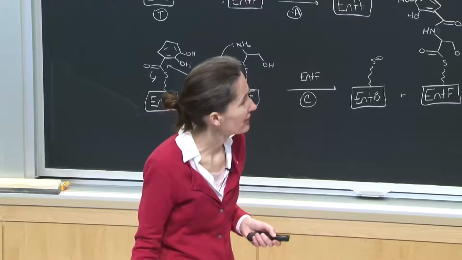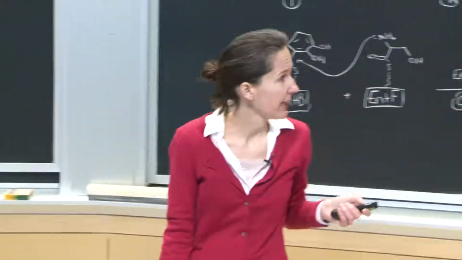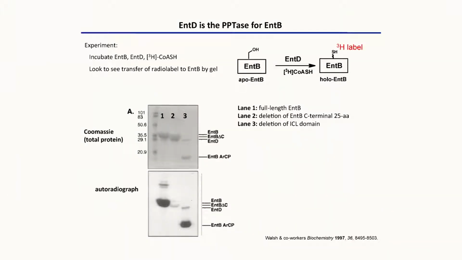Okay. And so the question is, what are the requirements? Well, one, does this reaction work? Does NB modify NB with the PPANT arm? And then if yes, what are the requirements? So is the N-terminal domain needed? Are these C-terminal residues needed? And so these are the gels that come from this experiment. And so what we're looking at on top are total proteins, so Coomassie staining, and on the bottom, we're looking at radioactivity. And the idea in these is that we want to track the radio label, okay?